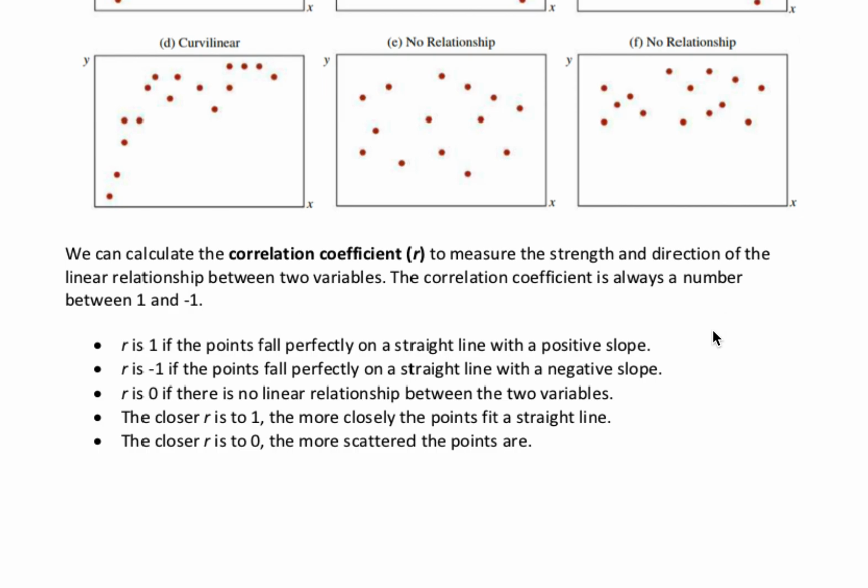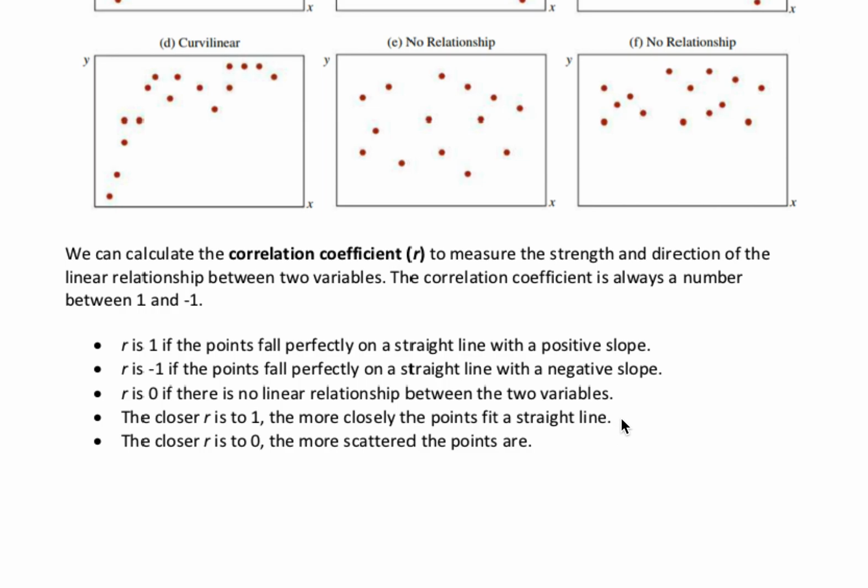So we can calculate something called the correlation coefficient, which measures strength and direction of the linear relationship between the two variables. The correlation coefficient is a number between 1 and -1. It is 1 if the points fall perfectly on a straight line with a positive slope, and it's -1 if the points fall perfectly on a straight line with a negative slope. It is 0 if there is no linear relationship between the two variables. That would mean that the points are scattered, or it could also mean that the points have a relationship that's not linear.